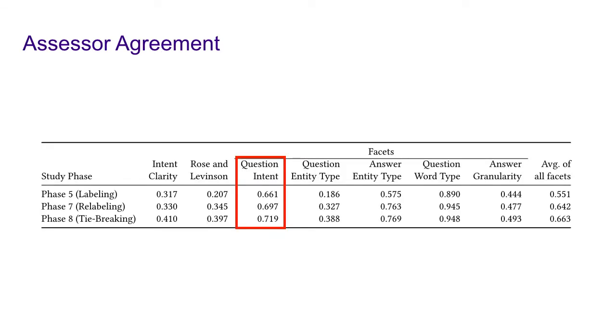In this table, we see the change in Assessor Agreement at 3 different phases of the editorial study for different facets. The 4th column in the table shows the agreement for the question intent facet. We see that after basic labeling, the agreement stands around 66%. After the relabeling and tie-breaking phases, the agreement increases to 70 and 72% respectively. So there is some reasonable improvement here. Due to the time constraint, I will not go over the other facets, but we can say that the behavior is similar, as we see some increase in assessor agreement as the editorial study proceeds.